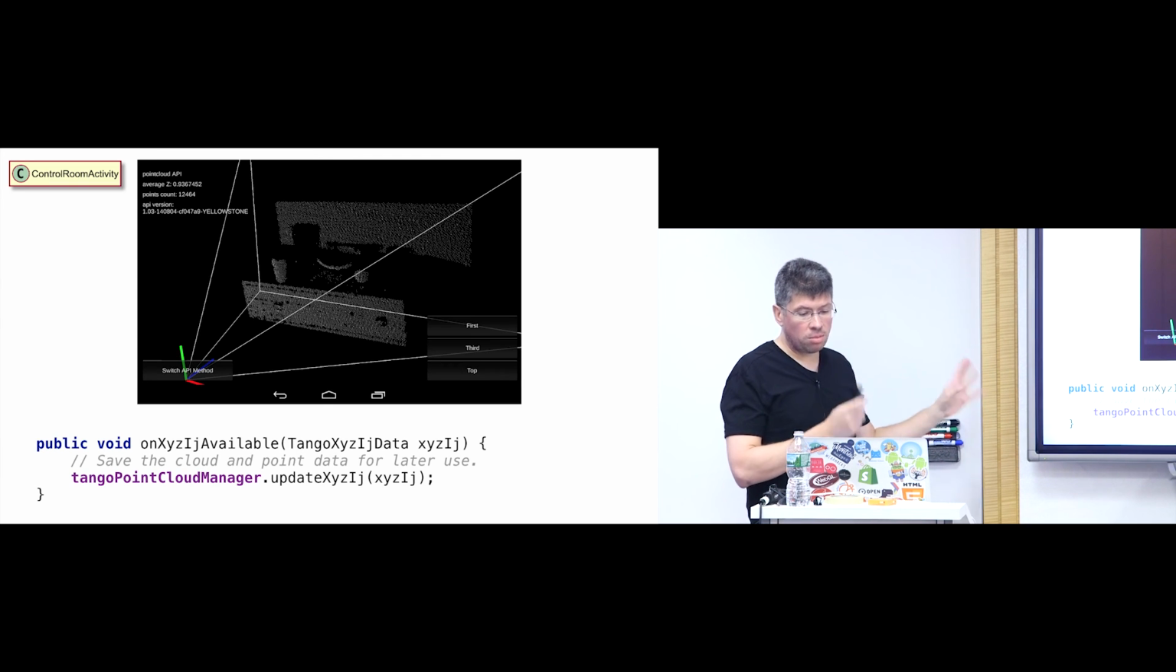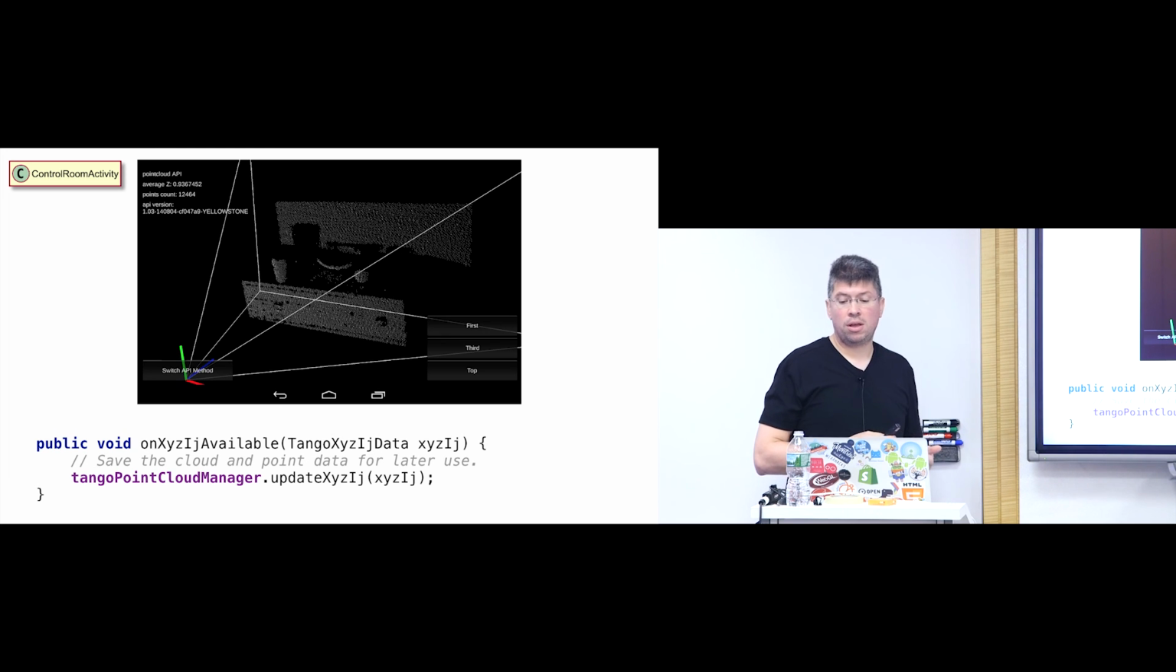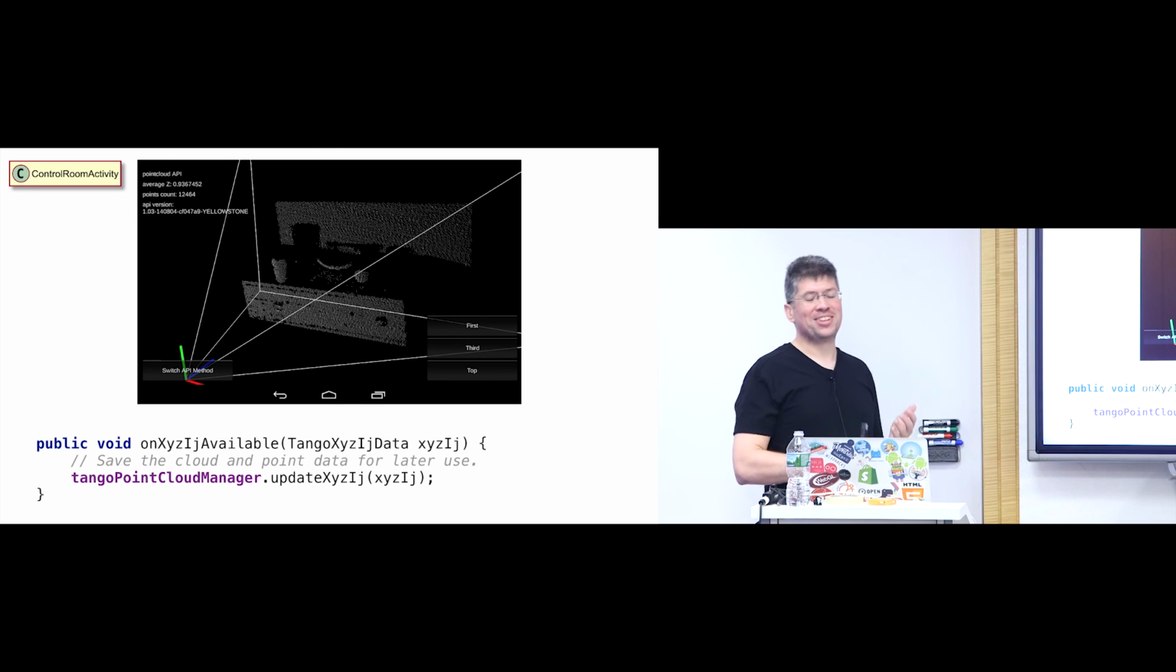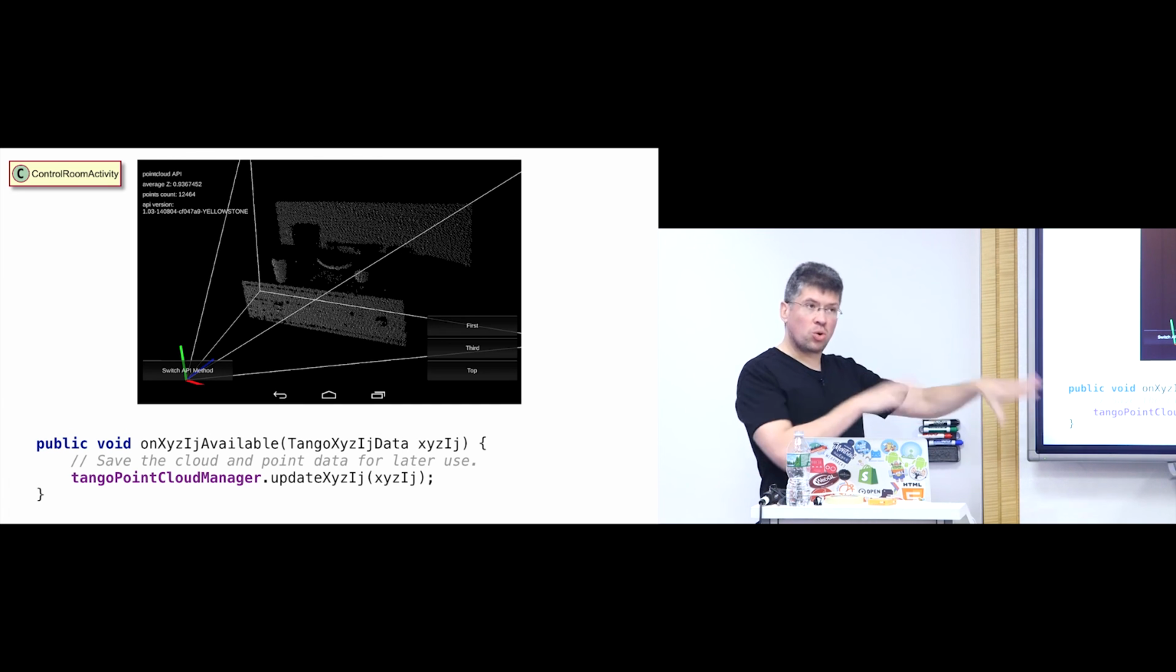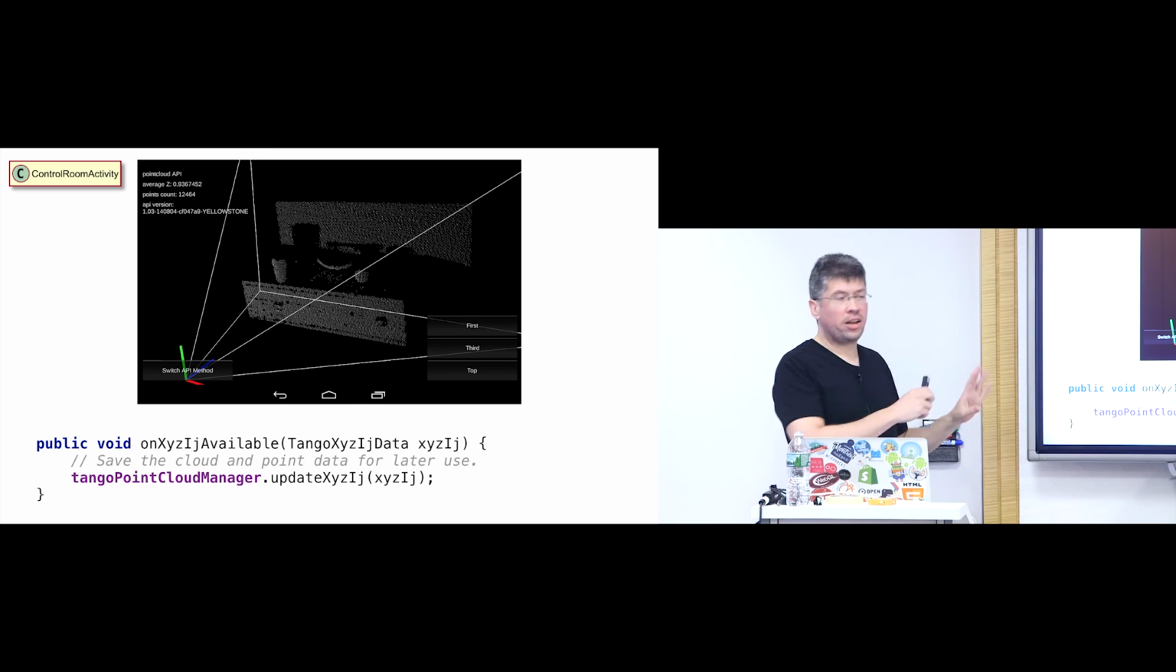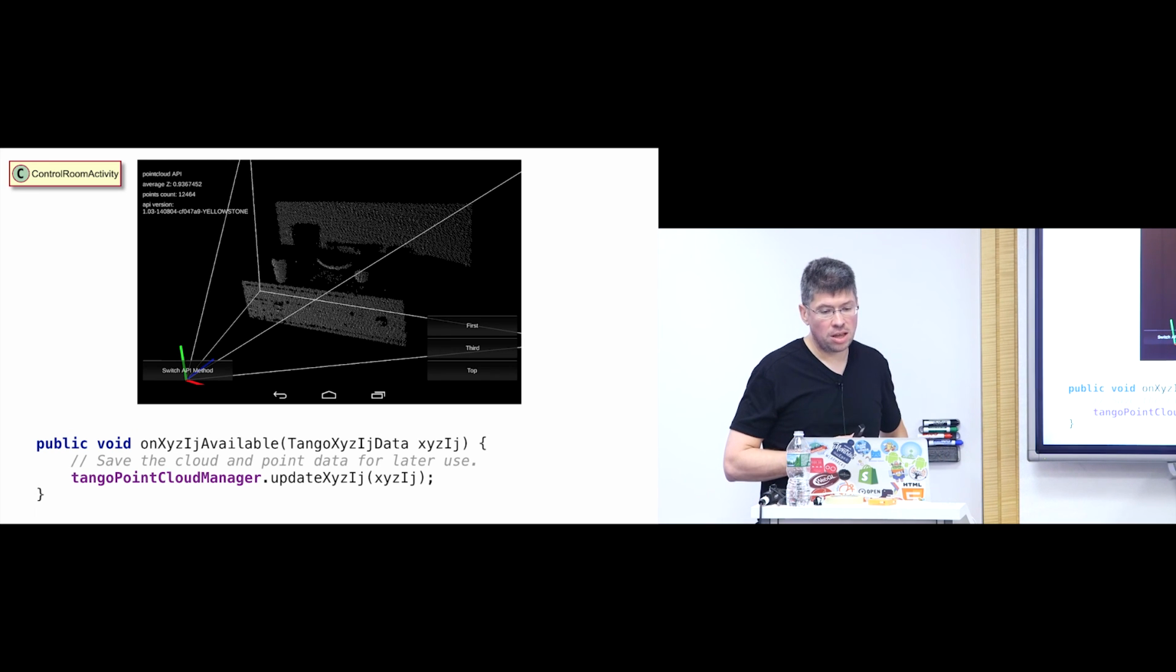Right, so in our app, we get the point cloud data via callback, very much like the position data earlier. The onXYZIJ available method gets called every time new point cloud data is available. So we use a Tango support class called Tango Point Cloud Manager to store that info away. There's a lot of help going on with the Tango platform there. We get a lot of services.